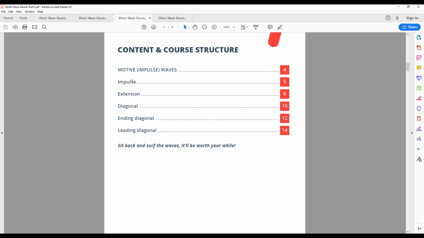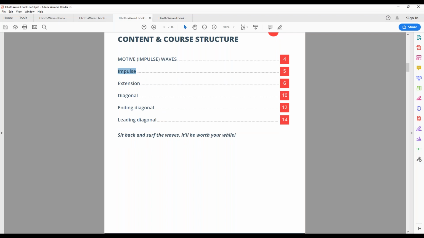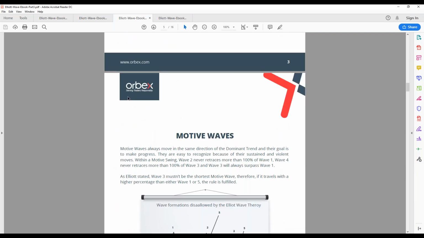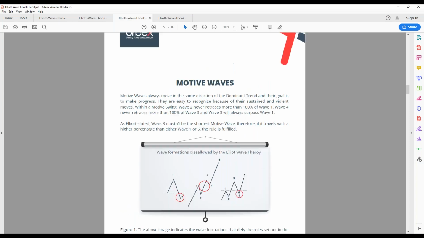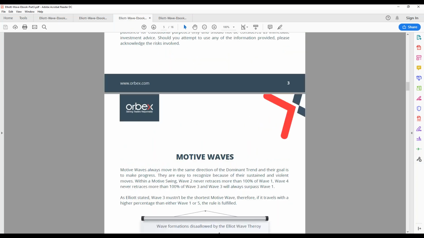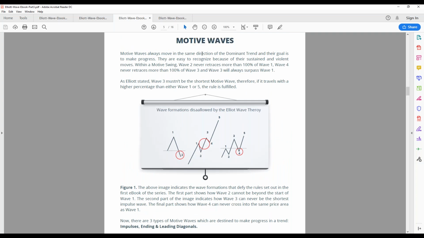So motive waves. Right now, let's say for instance, an impulse is actually explained right here. So yeah, this is a view on how you should not label an impulse, right? Now, let's say for instance, motive waves are labeled with numbers 1, 3, and 5. And regardless of their structures, they are designed to make progress in favor of the dominant trend.